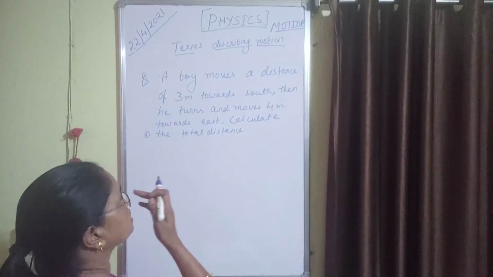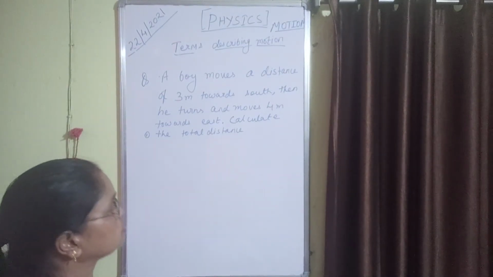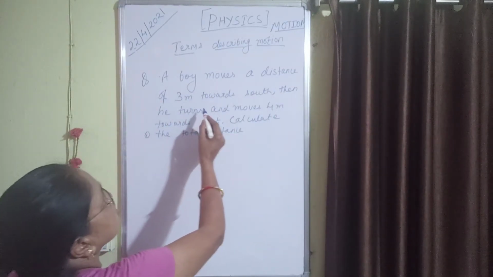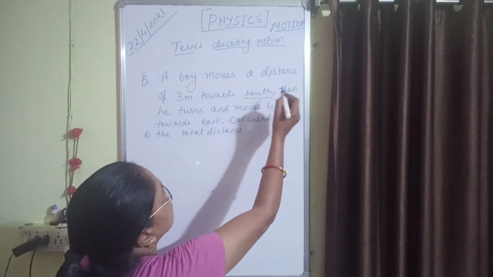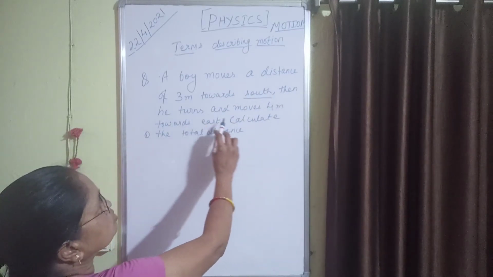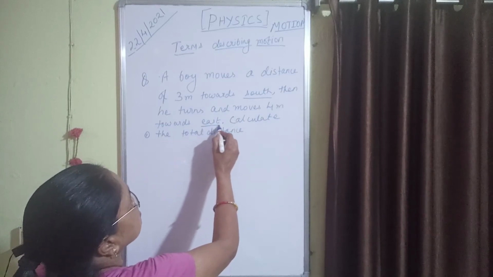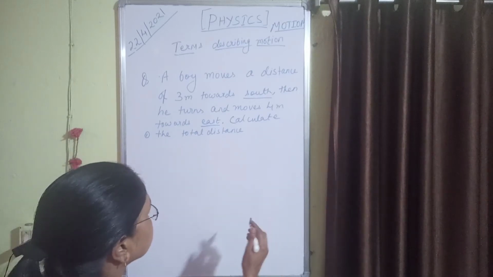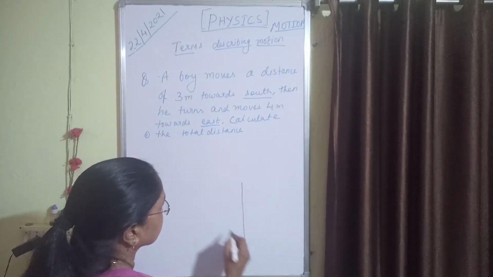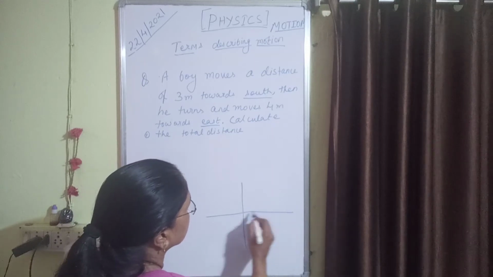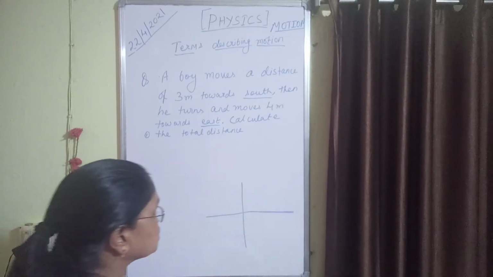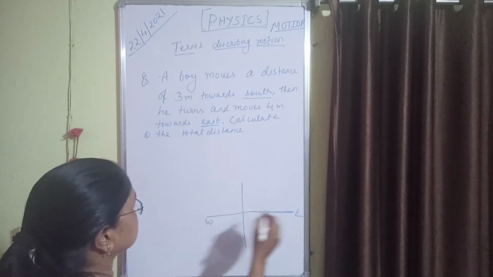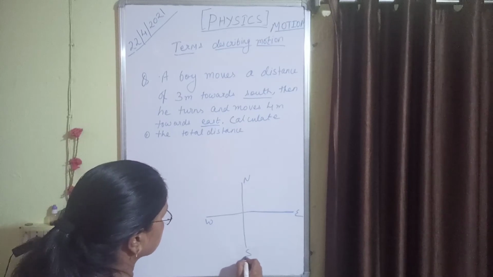So students, see one numerical we are solving related to displacement. A boy moves a distance of 3 meter towards south. Then he turns and moves 4 meter towards east. So students, let me show you how the direction we are showing. If I can draw this, so in this you are knowing how to show the direction: east, west, north, south.